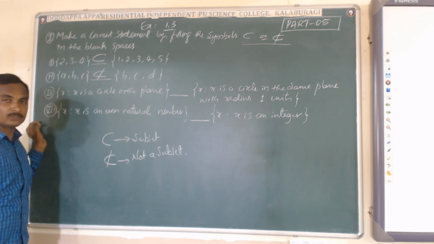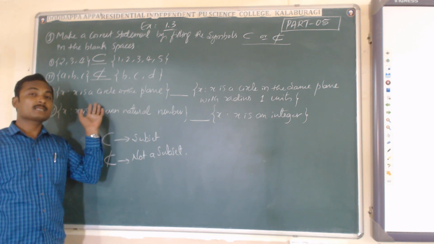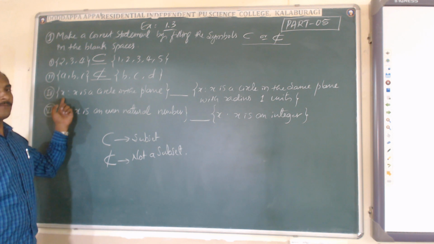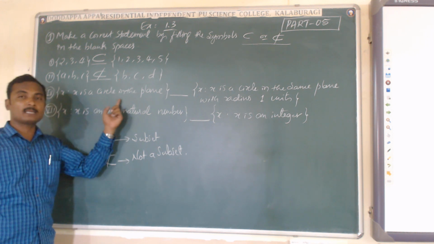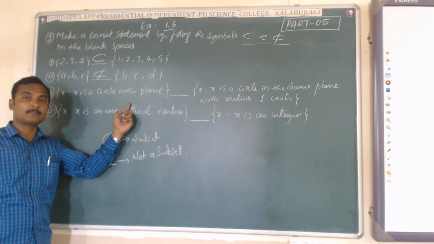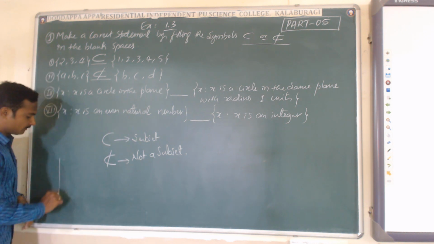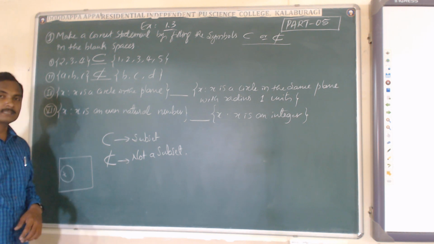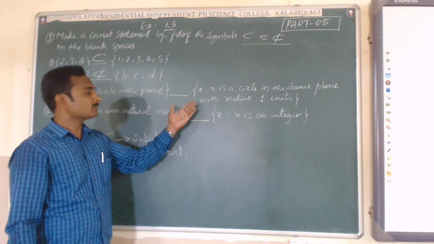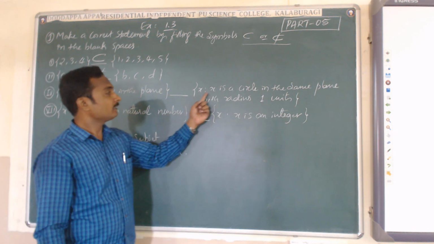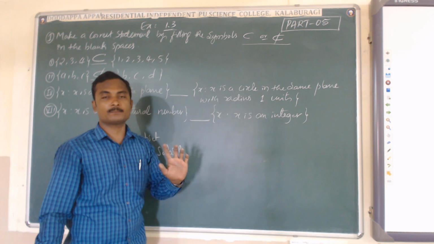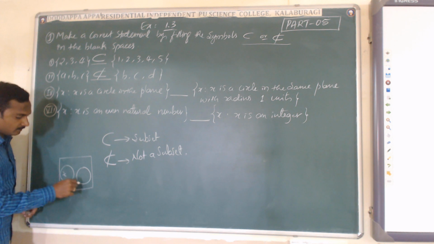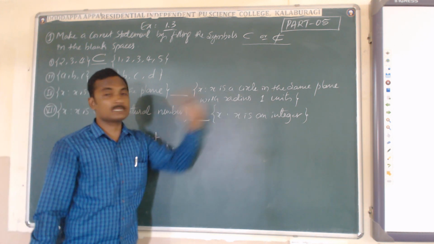These two sets in the third example are given in set builder form, right? The first set is the set of all x such that x is a circle in the plane. It means there is a plane, and there is an x called a circle. The one more set given is the set of all x such that x is a circle in the same plane, another circle in the same plane with radius 1 unit.